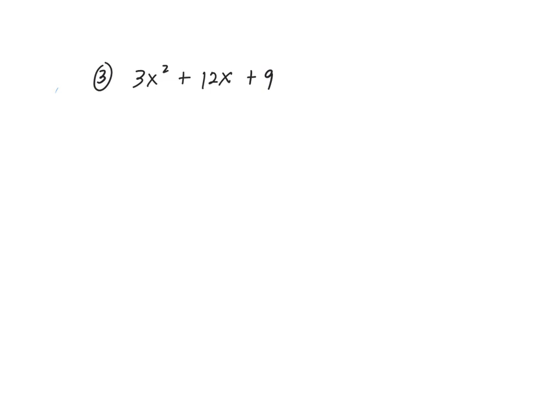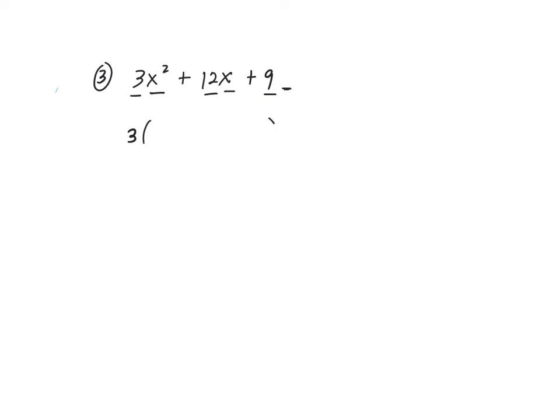Now, let's take 3x squared plus 12x plus 9. First step, let's take out the common factor. So the common factor that we are looking for, let's look at 3, 12, and 9. Greatest common factor there is 3, so we take it out. X squared, we have x here. There's no x in the third term, so x is not a common factor.